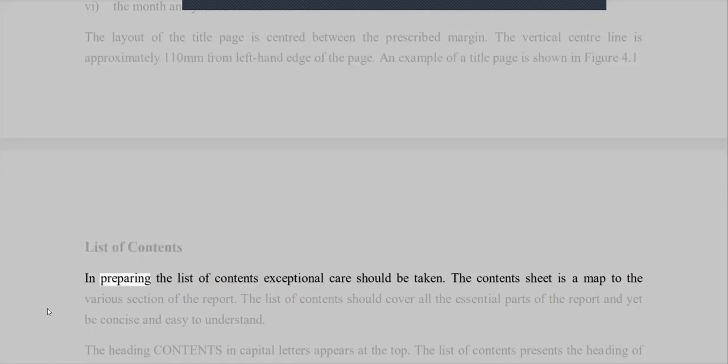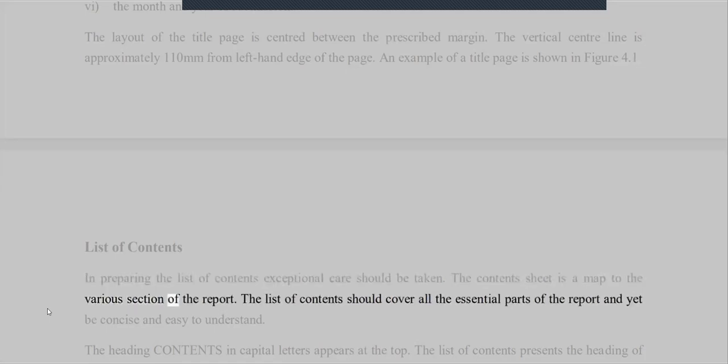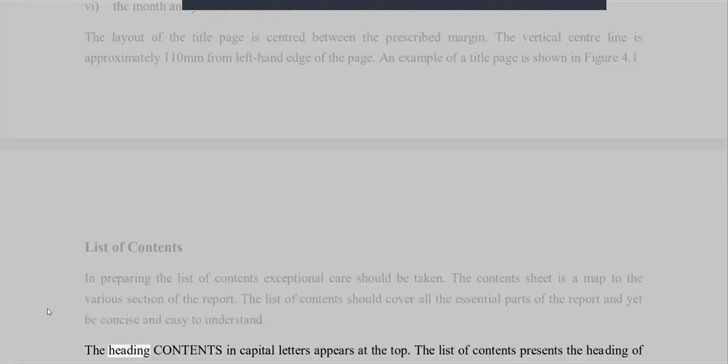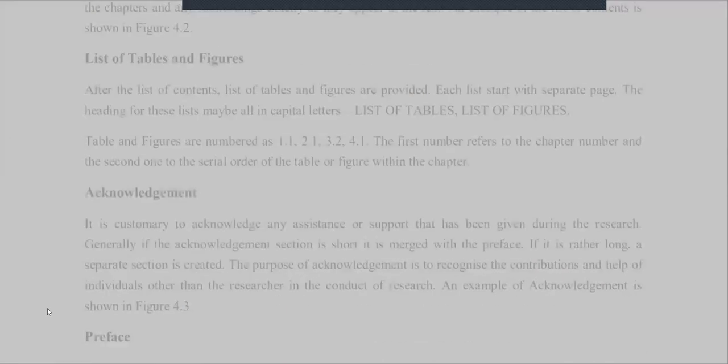List of contents. In preparing the list of contents, exceptional care should be taken. The contents sheet is a map to the various sections of the report. The list of contents should cover all the essential parts of the report and yet be concise and easy to understand. The heading CONTENTS in capital letters appears at the top. The list of contents presents the headings of the chapters and any subheadings exactly as they appear in the text. An example of the list of contents is shown in Figure 4.2.